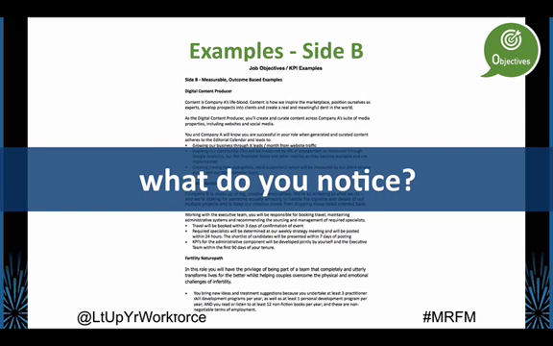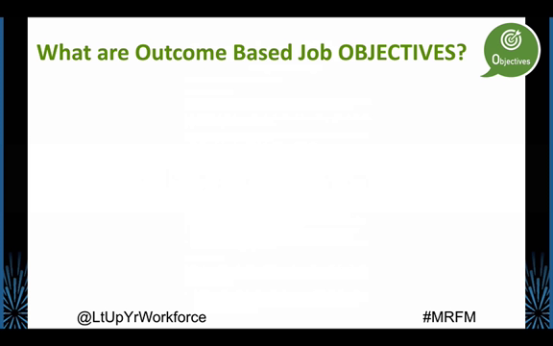Now, let's go ahead and look at the B side. Pause me again, and we'll talk about what you might notice here. When I do this with a live group, they say things like, well, these job objectives are much easier to read. They're more compelling. They're more inviting. They're more attractive. They convey a sense of importance. They're clear and provide specific measurables for the employee to achieve. They're much easier to manage too.